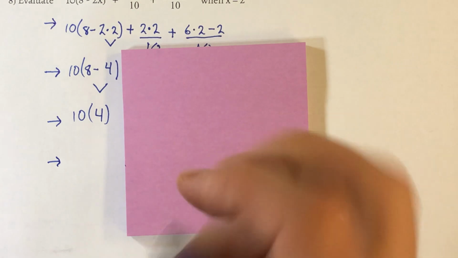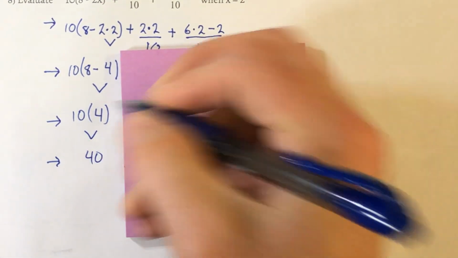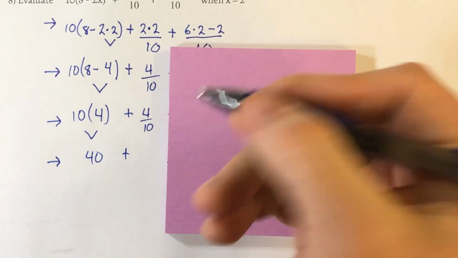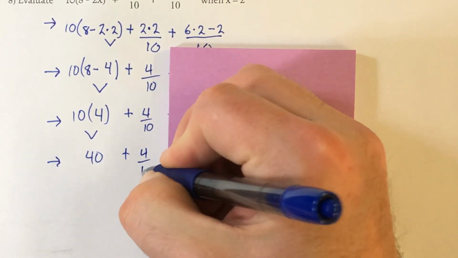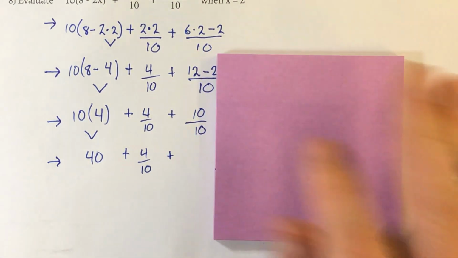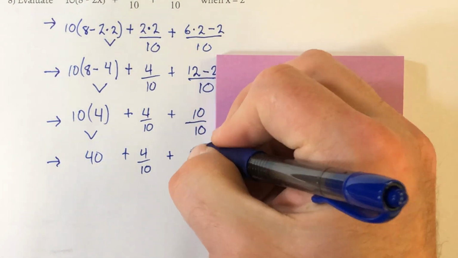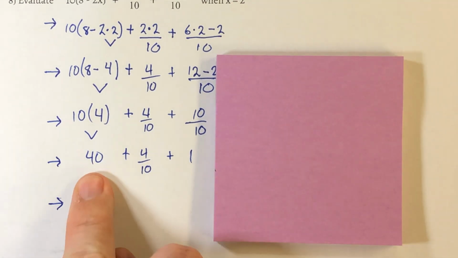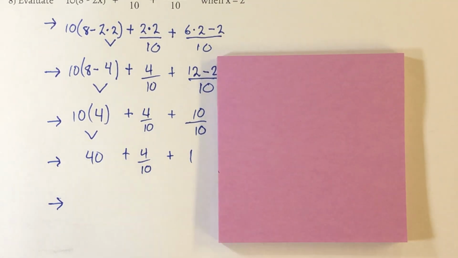All right. 10 times 4, 40. Bring down your plus sign. 4/10. You can't divide that easily. Just leave it as 4/10. Plus 10 divided by 10. Can I do that easily? Yes, 1. So now I have a straight up addition problem. 40 plus 4/10 plus 1. So I could do that in my head.